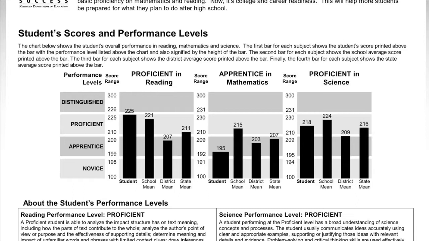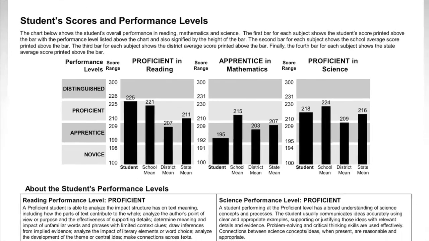Just as before, the classifications are the same: novice, apprentice, proficient, and distinguished. But remember, the bar has been raised, and it is more difficult to score in those areas because the standards are tougher and the cutoffs for these categories are higher.